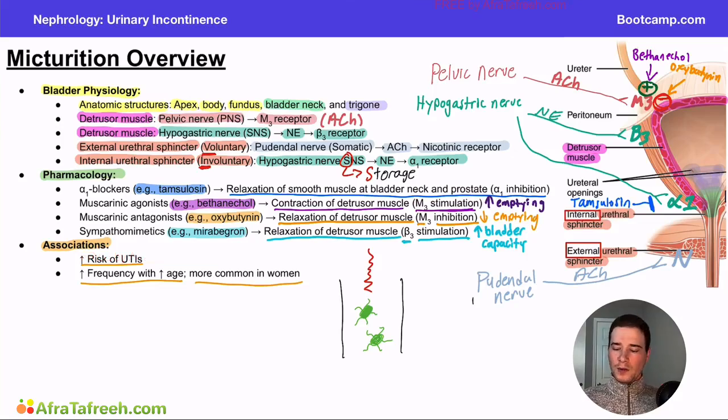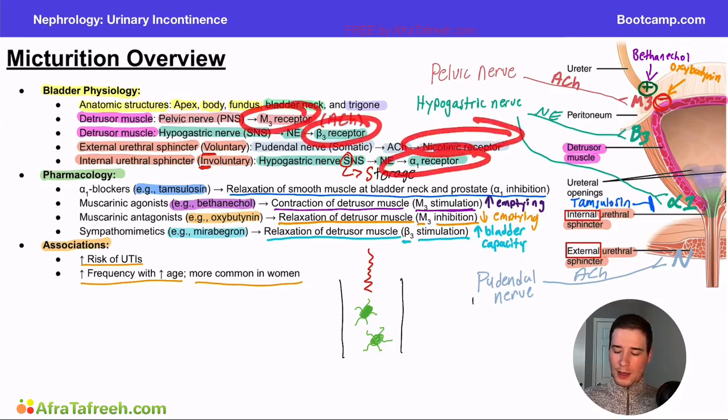So to quickly summarize this video, we talked about the micturition overview. Micturition is the process of actually excreting urine from the body. We have key muscles, key nerves, key receptors. That includes the detrusor, external urethral sphincter, and internal urethral sphincter, which act at 4 key receptors, including the M3 receptor, the beta-3 receptor, the nicotinic receptor, and the alpha-1 receptor.